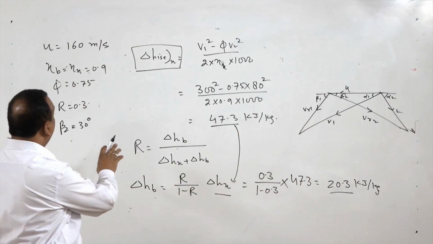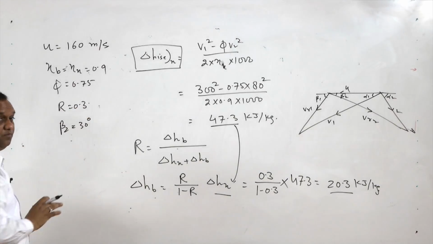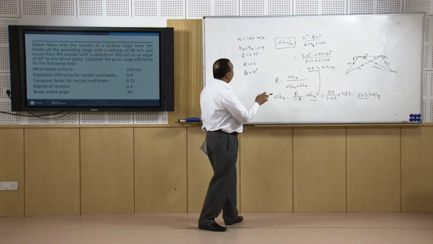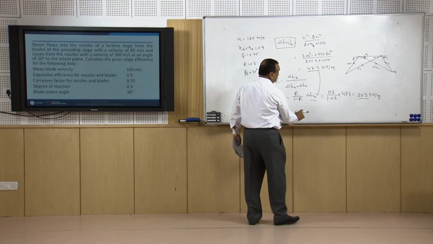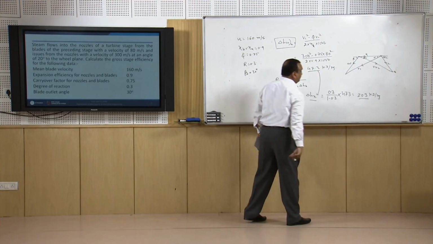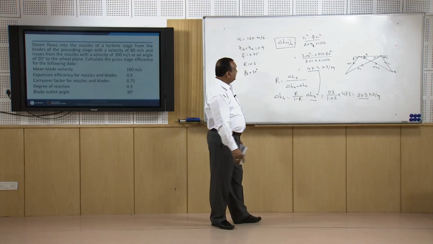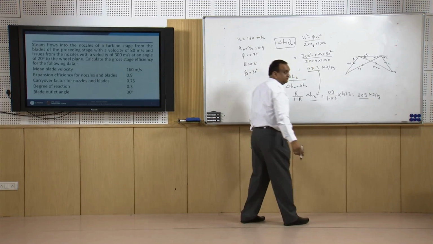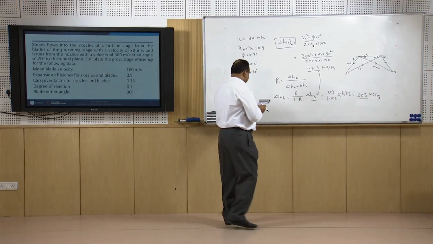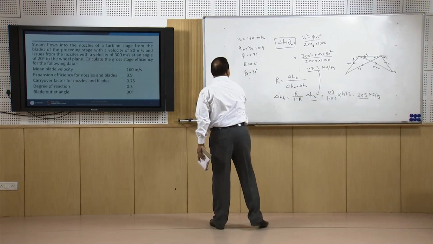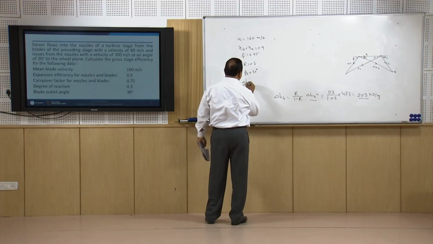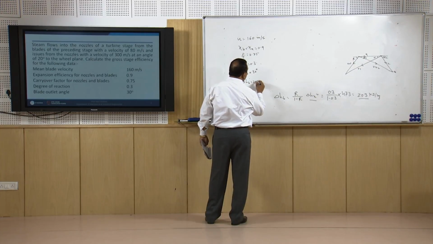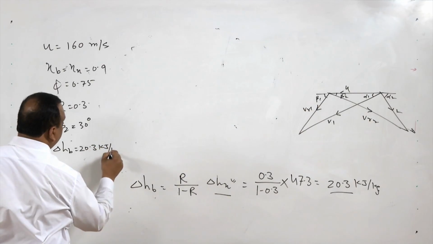Because the degree of reaction is less than 0.5, enthalpy drop in nozzles is more than the enthalpy drop in blades. In fact, it is more than 2 times. Enthalpy drop in nozzles is 2 times the enthalpy drop in the blades. So, we have the enthalpy drop in the blades, 20.3 kilojoules per kg.